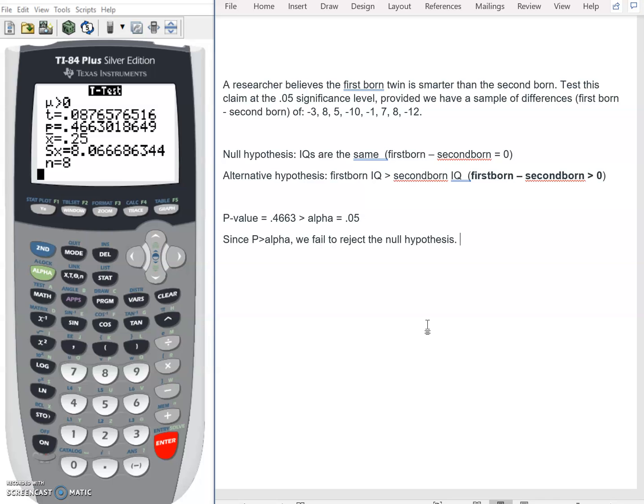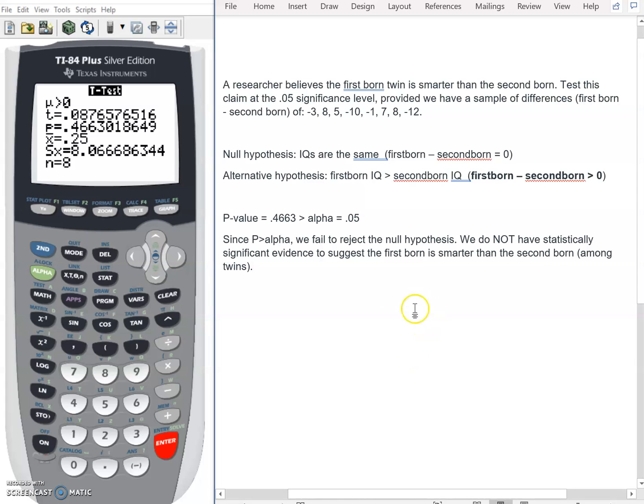right? We do not have statistically significant evidence to suggest what the alternative is and what the researcher believed. So we don't have statistically significant evidence to suggest the firstborn is smarter than the secondborn among twins, just to be clear. So there are, again, a couple ways to say that. The first is generic. We fail to reject the null.